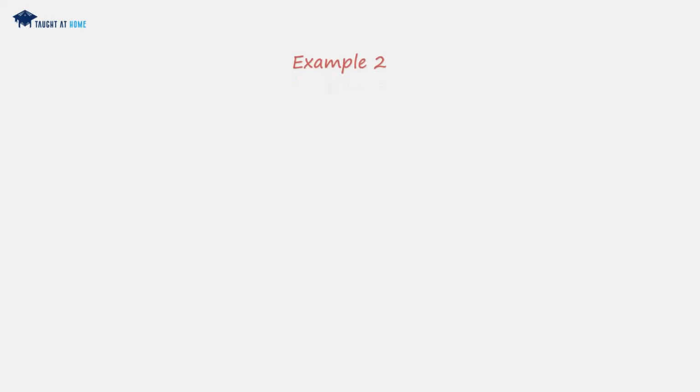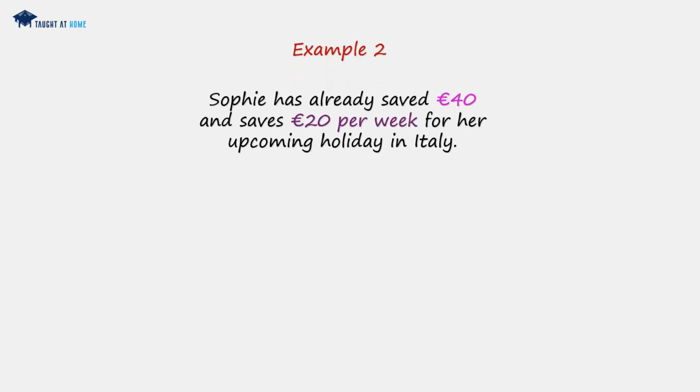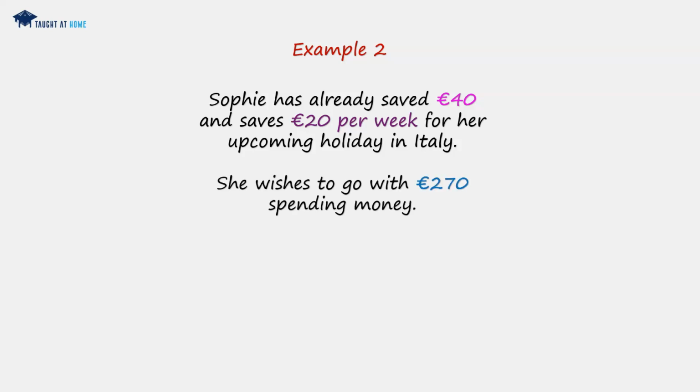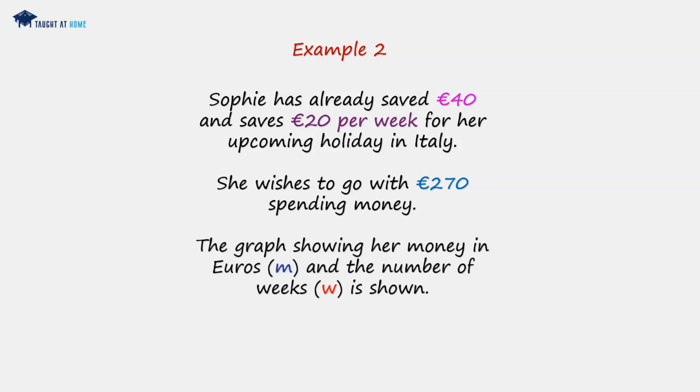Example 2. Sophie has already saved 40 euros and saves 20 euros per week for her upcoming holiday in Italy. She wishes to go with 270 euros spending money. The graph showing her money in euros and the number of weeks is shown.